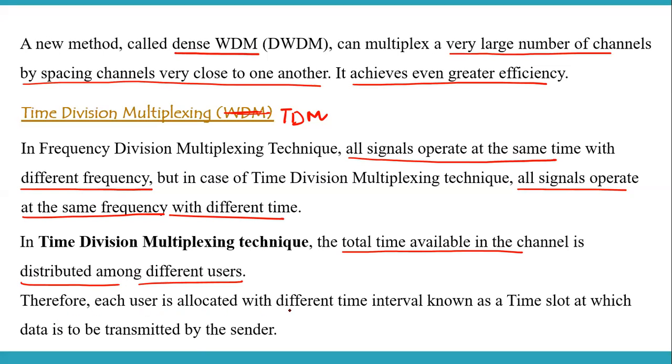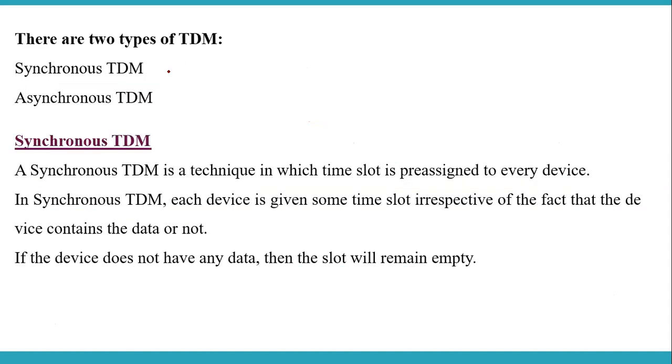Therefore each user is allocated with different time interval known as a time slot at which data is to be transmitted by the sender. तो अब यहाँ पे बेसिकली क्या हुआ आपका कि you are being given a time slot कि इस टाइम स्लॉट में आप मैसेज भेजोगे, इस टाइम स्लॉट में यूजर 1 मैसेज भेजेगा, इस टाइम स्लॉट में यूजर n मैसेज भेजेगा. So we have two types of TDM.